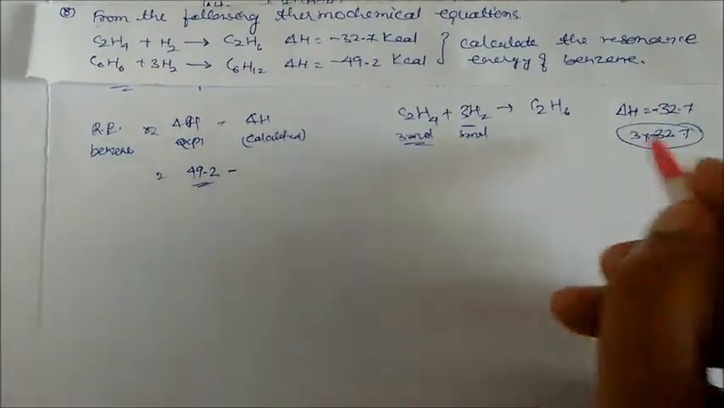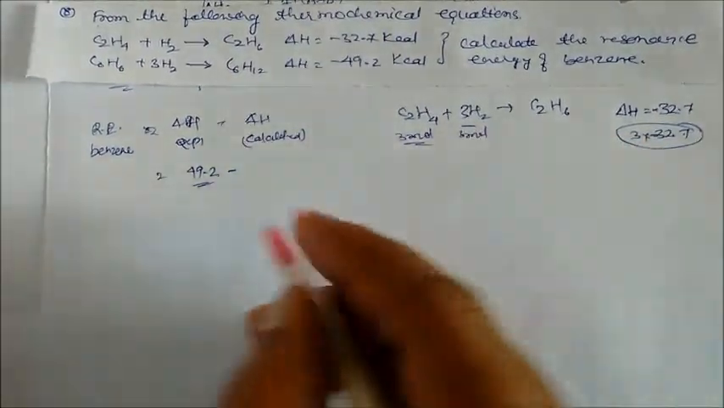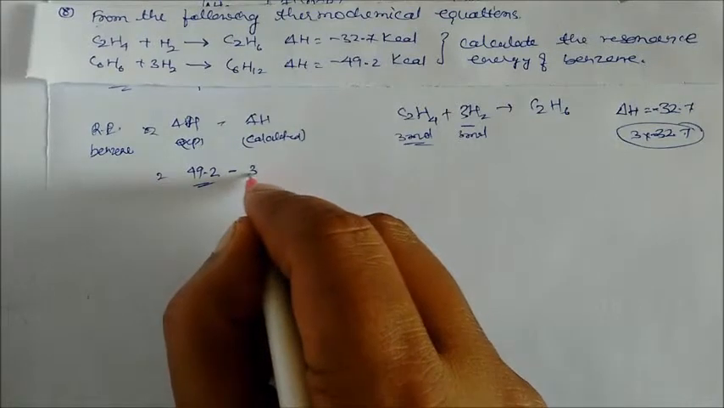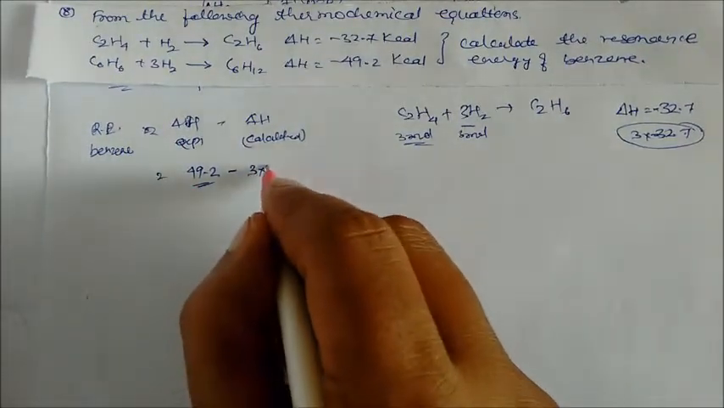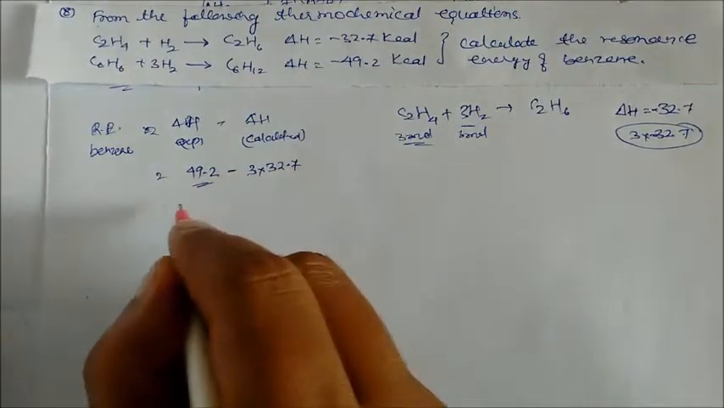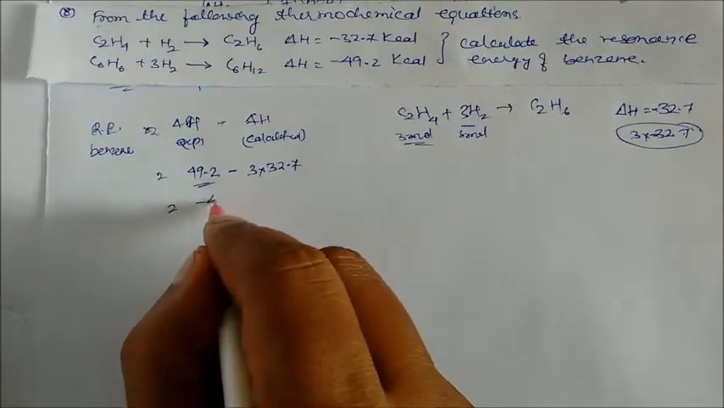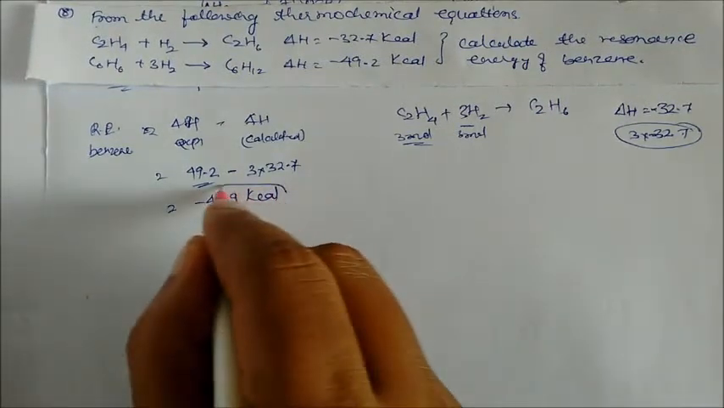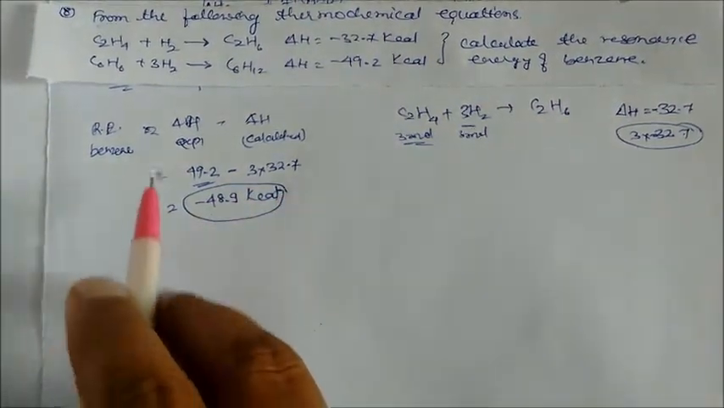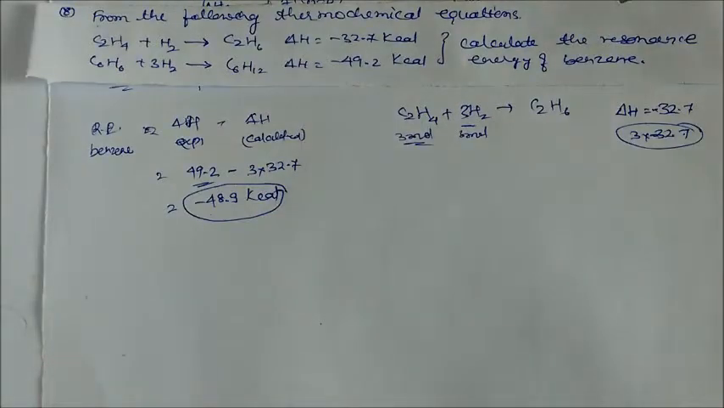Okay, but we have to take it in positive form here, because we have taken benzene energy in positive form, so write this 3 into 32.7. So on solving we will get here 48.9 kilocalorie. So this is the resonance energy of the benzene, that is experiment minus calculated.